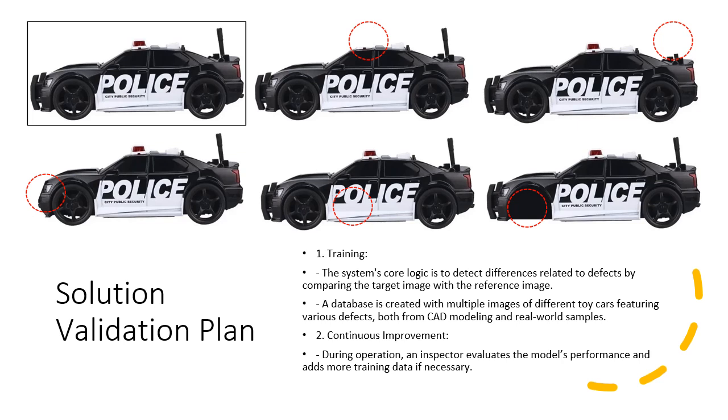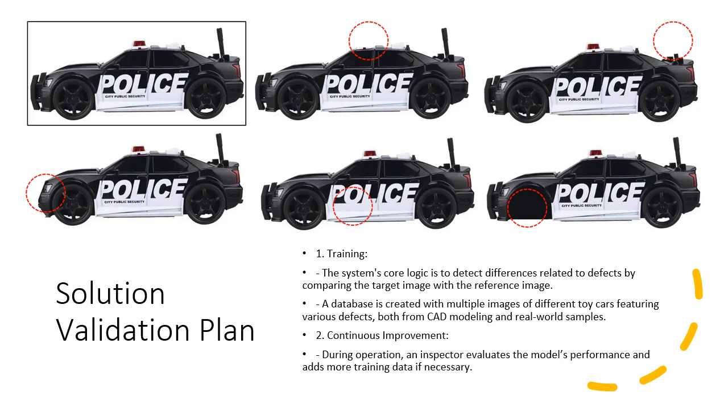Adding paint defects. Removing doors or bumpers, misaligning or bending the license plate. Additionally, physical toy cars are produced with intentional defects, such as scratches, dents, missing or misaligned parts, etc. This dataset is then split into a training set and a validation set to train and evaluate the model.